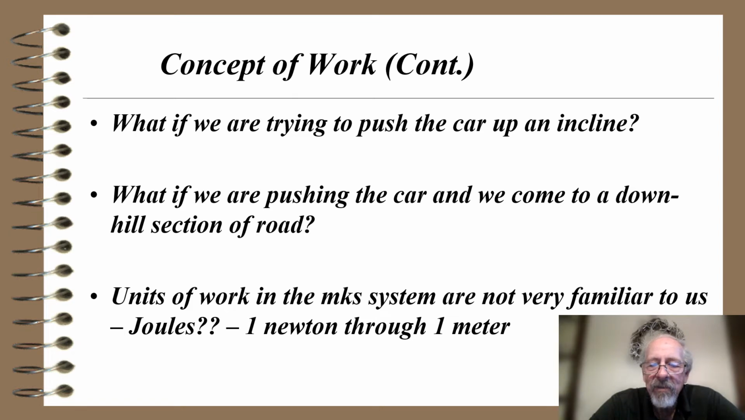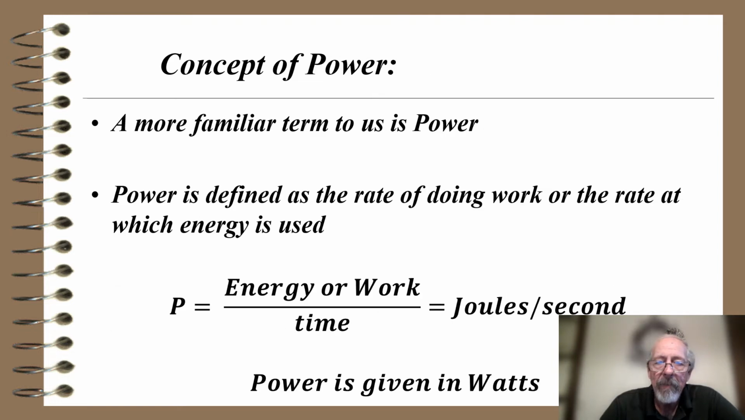Units of work in the MKS system are not very familiar to us. It's measured in joules, which is 1 newton of force through 1 meter of distance. And again, joules, we're much more comfortable with watts. So this is now the concept of power. A more familiar term to us is power. Power is defined as the rate of doing work or the rate at which energy is used. So power, in this equation, energy or work divided by time, is equal to joules per second. And joules per second is equal to watts. So power is given in watts.